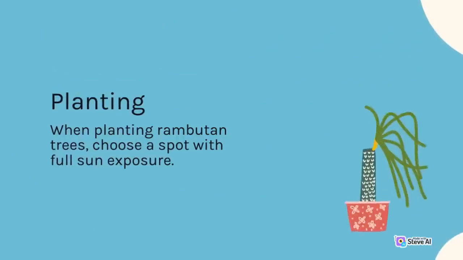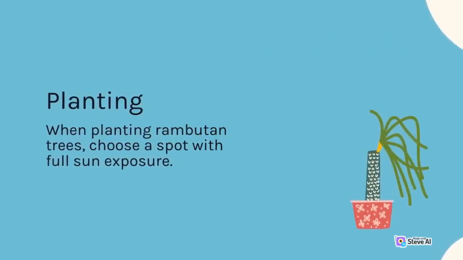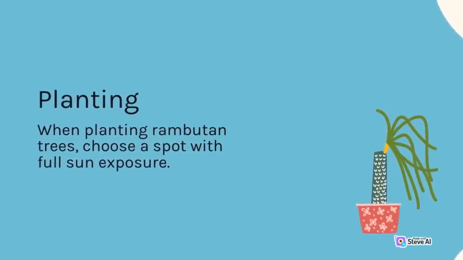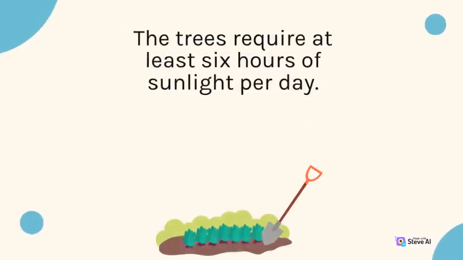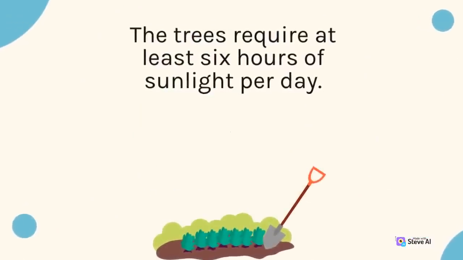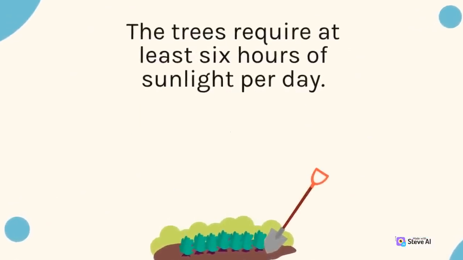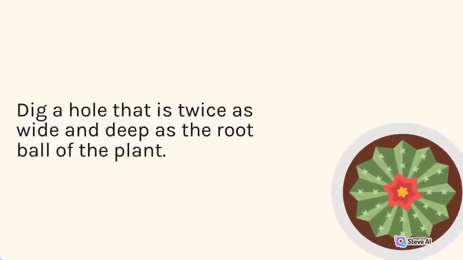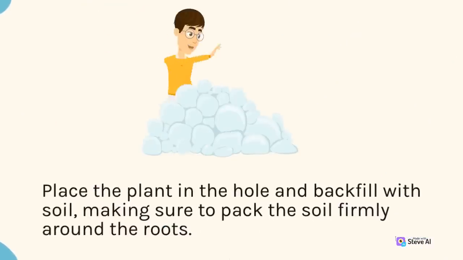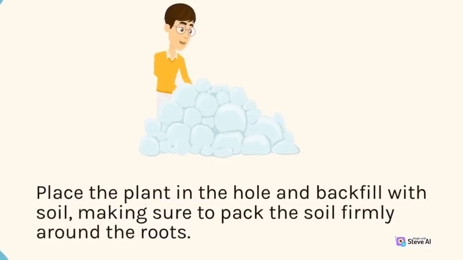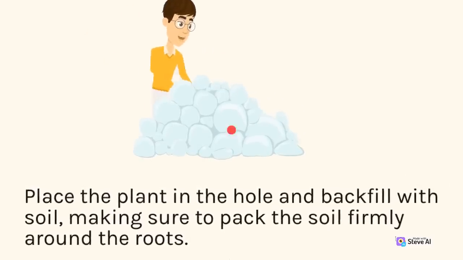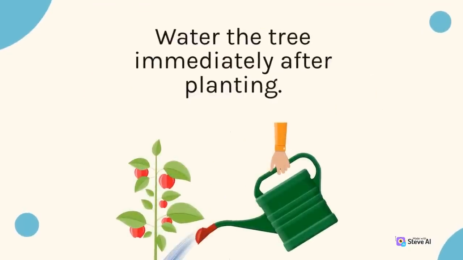Planting. When planting rambutan trees, choose a spot with full sun exposure. The trees require at least 6 hours of sunlight per day. Dig a hole that is twice as wide and deep as the root ball of the plant. Place the plant in the hole and backfill with soil, making sure to pack the soil firmly around the roots. Water the tree immediately after planting.